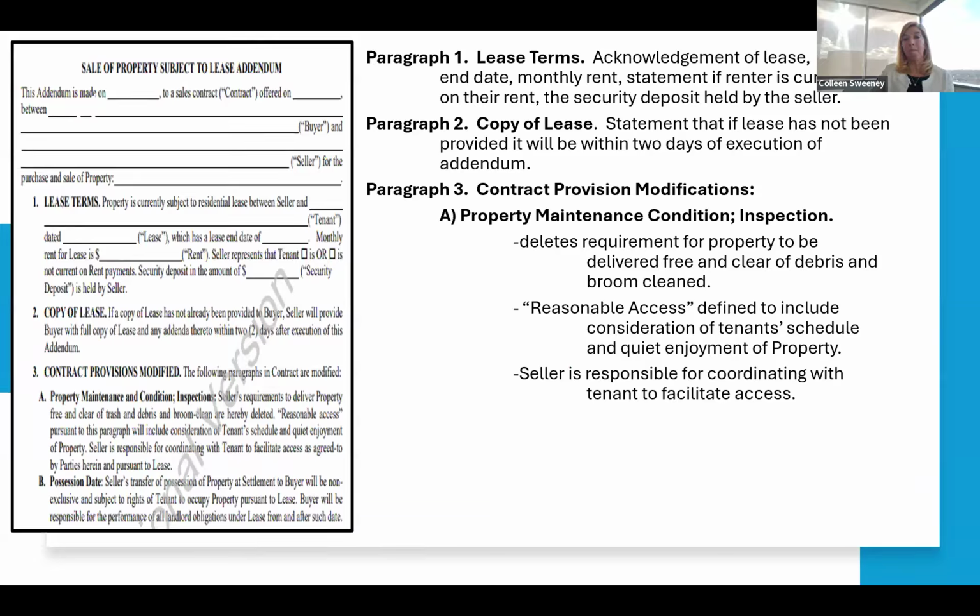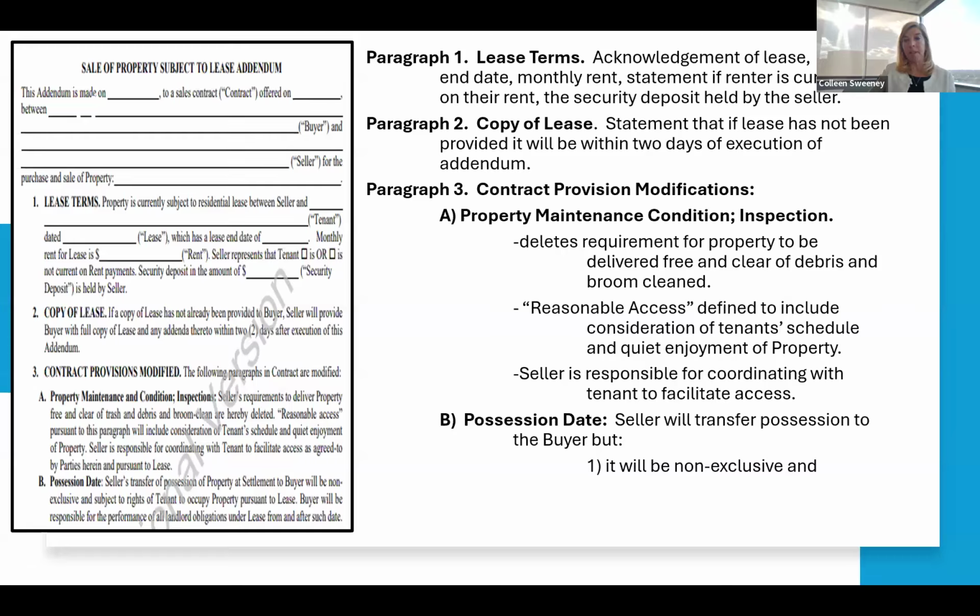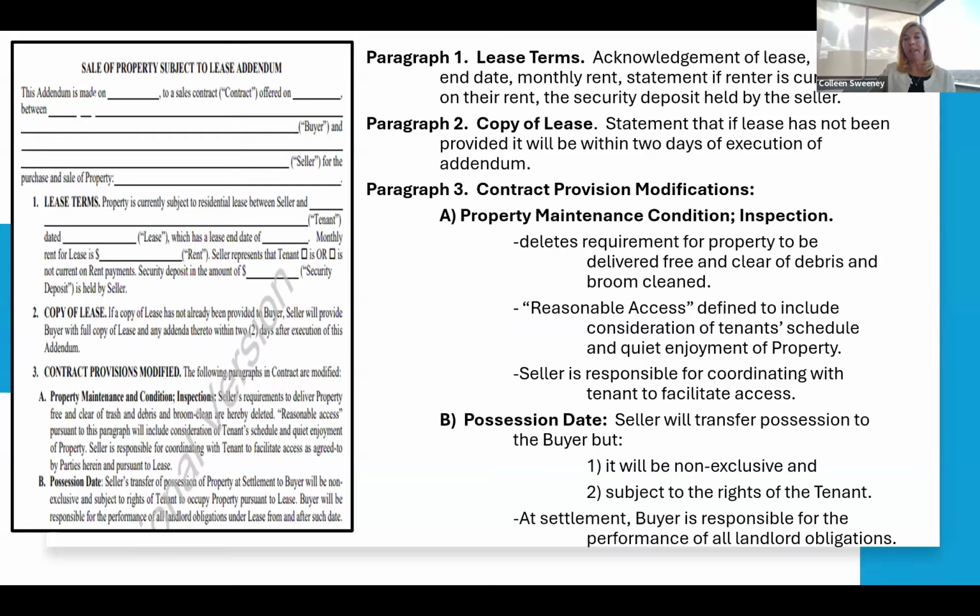All right. Possession date, seller will transfer possession to the buyer, but it will be non-exclusive, subject to the rights of the tenant. And at settlement, the buyer is responsible for the performance of all landlord obligations. Okay, so that's the first page.